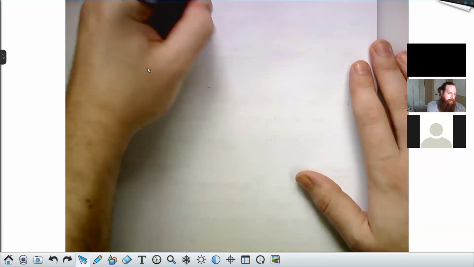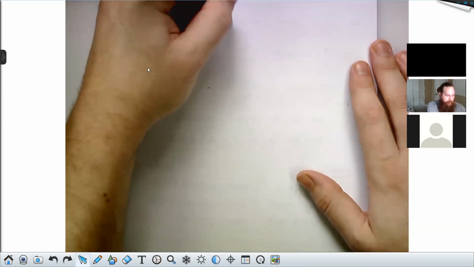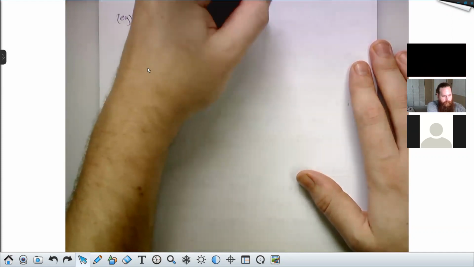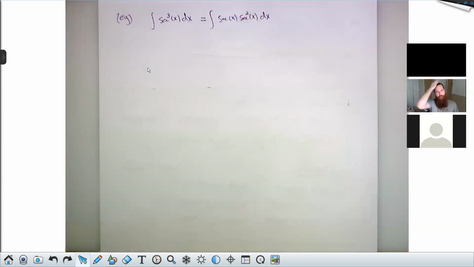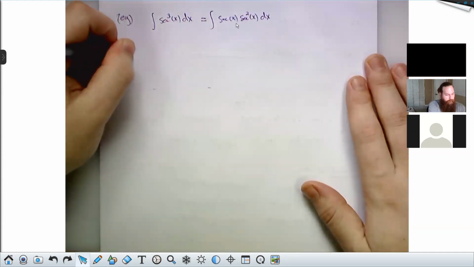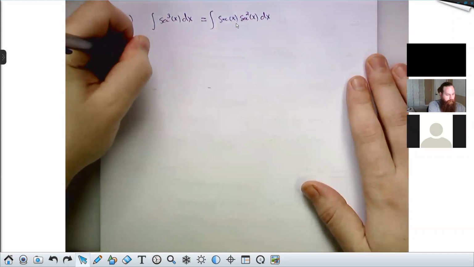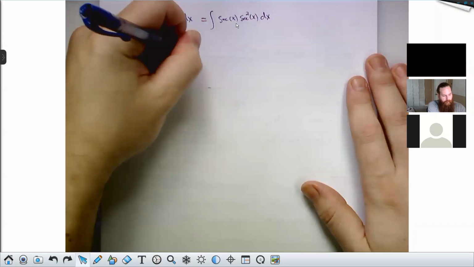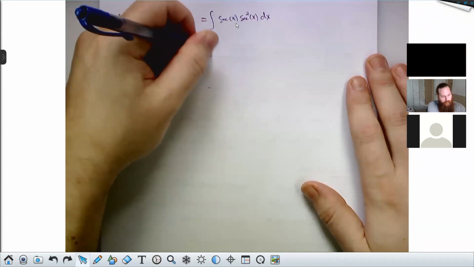So instead, we're going to split it like this: secant times secant squared. I'm going to pick this to be dv because it's easy to integrate secant squared. And I'm going to pick this to be u. This looping integral only requires one run of integration by parts. That's nice. And it's not hard.